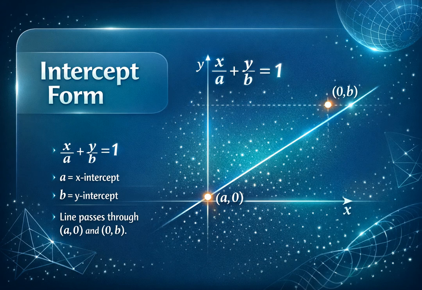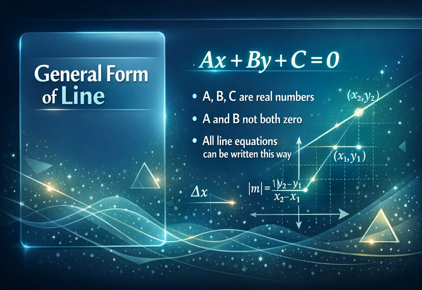The intercept form is x over a plus y over b equals 1, where a is the x-intercept and b is the y-intercept. The line crosses the x-axis at (a, 0) and the y-axis at (0, b). For example, x over 3 plus y over 4 equals 1 represents a line crossing the axes at (3, 0) and (0, 4).